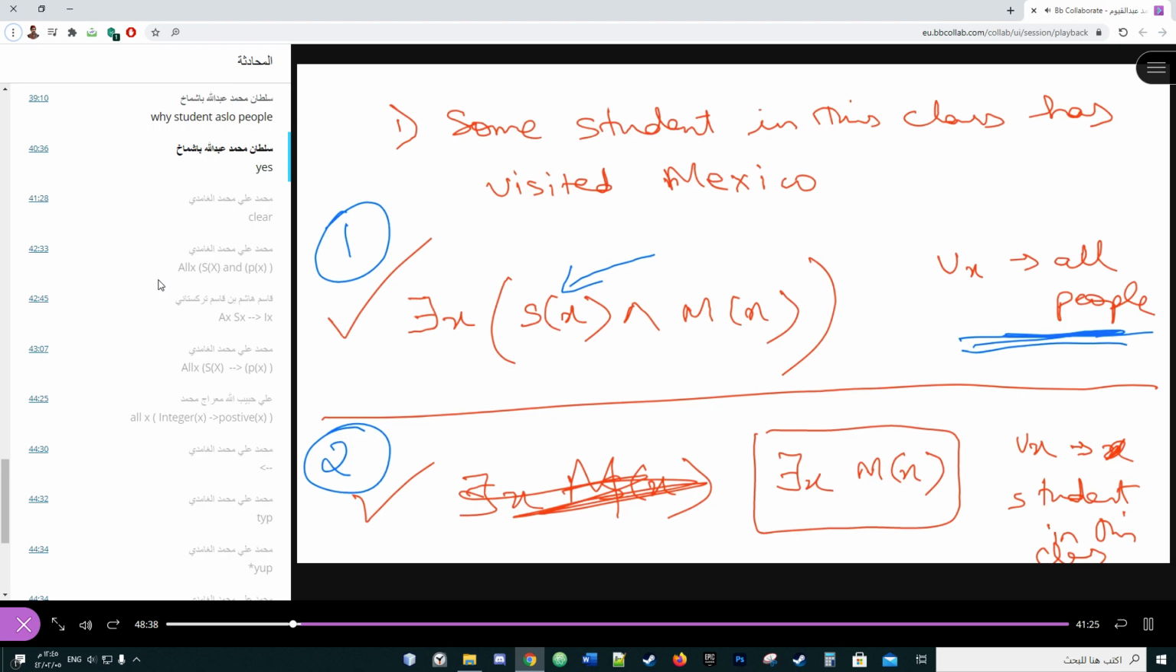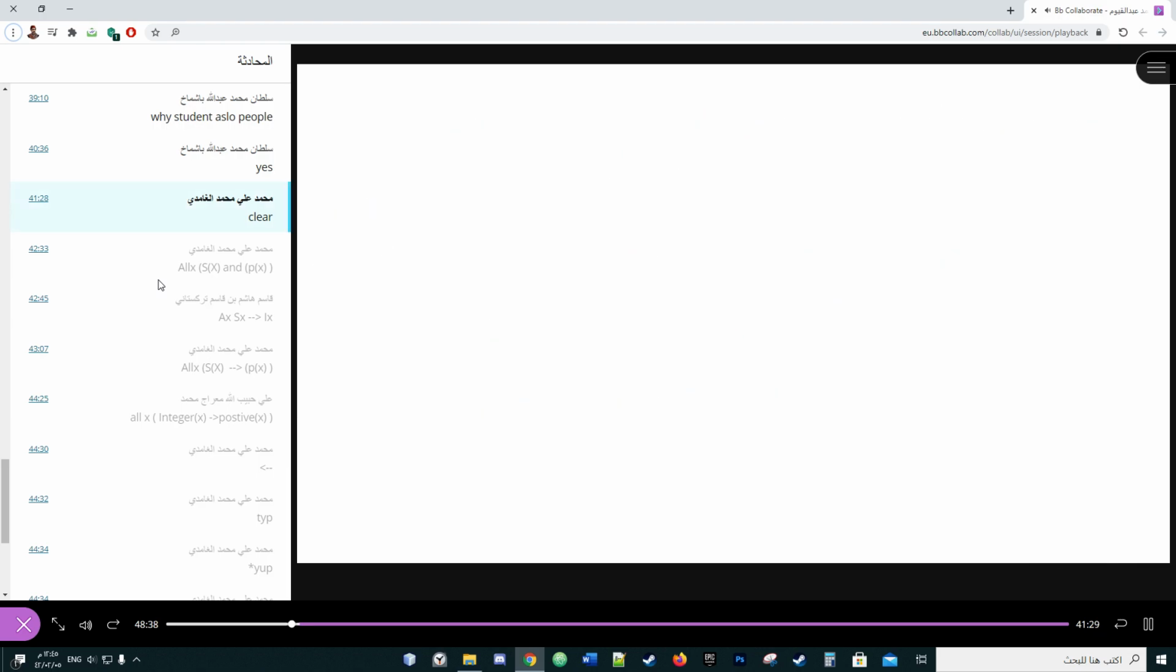Okay, is that clear? We will take another example so that it is clear. We'll say: all squares of a number are positive.